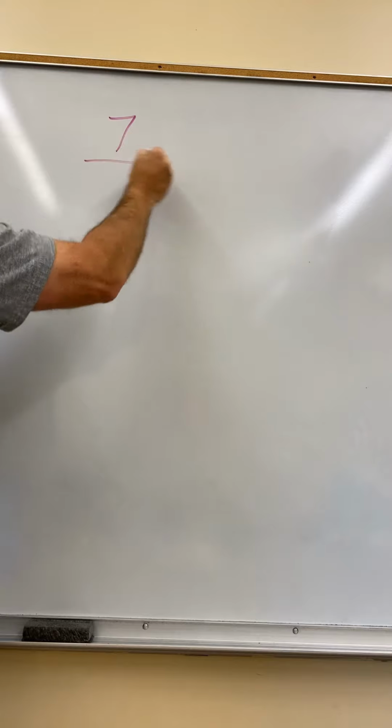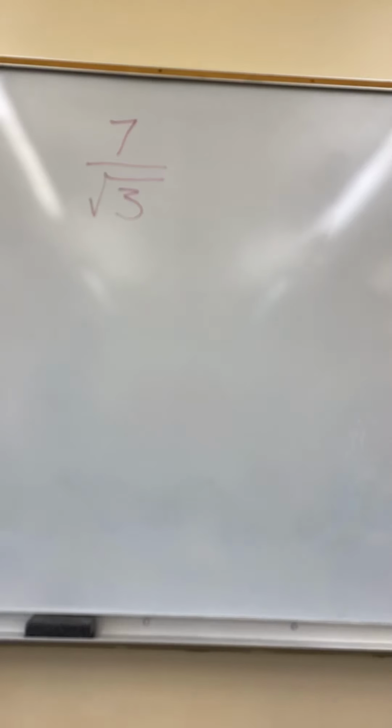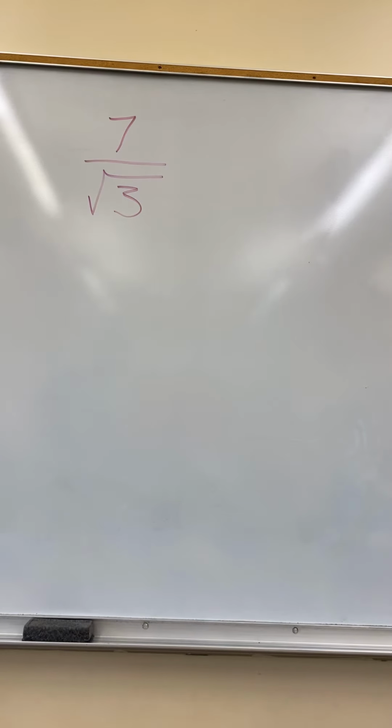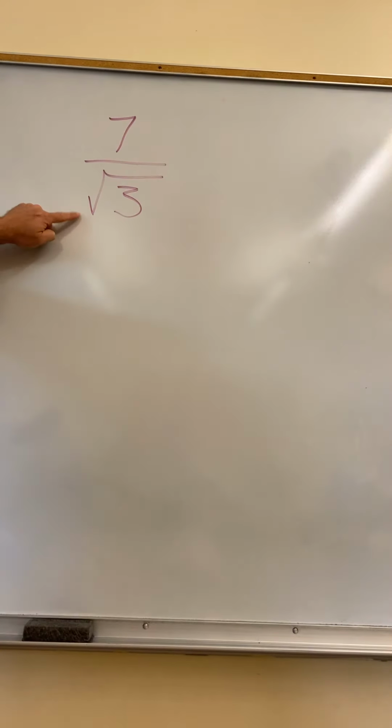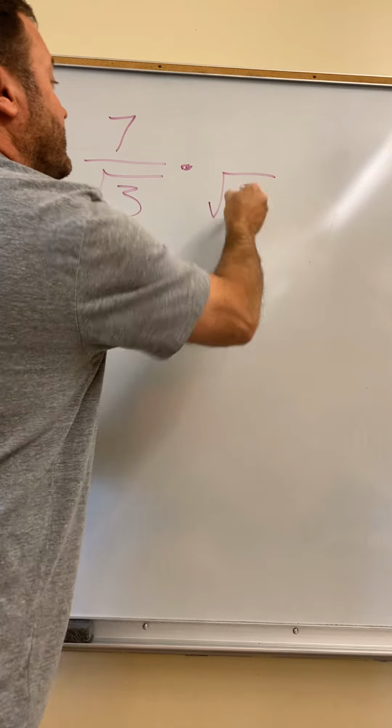So let's try another one. What if I have 7 on top of the square root of 3? Can you have that as an answer? 7 over square root of 3? No, you can't. You can't have 7 over square root of 3. Okay, so how do I get rid of the square root of 3? You're going to have to multiply the top and bottom by square root of 3.